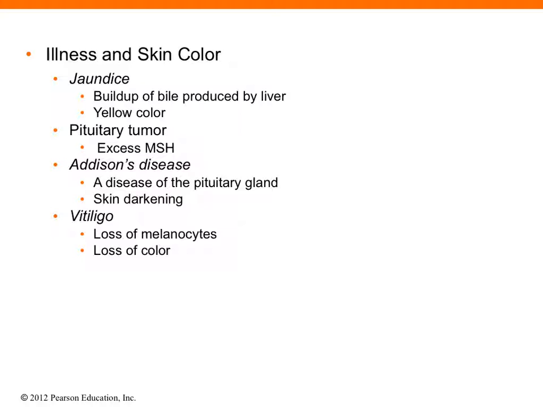When we're ill, it can affect our skin color. These can include jaundice, which is a buildup of bile produced by the liver. We get a yellow color. A pituitary tumor, that's when we produce excess MSH. Addison disease, a disease of the pituitary gland, which can cause skin darkening. And vitiligo, which is a loss of melanocytes or loss of color.